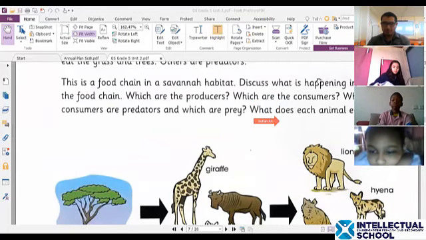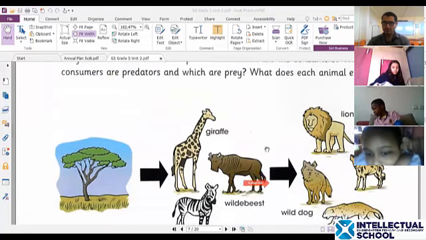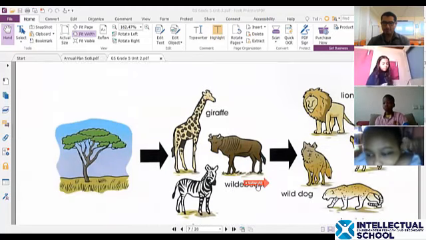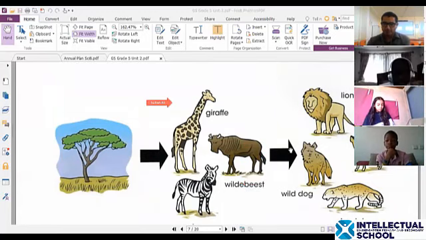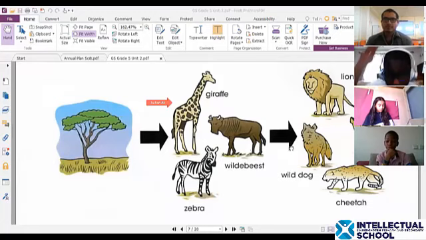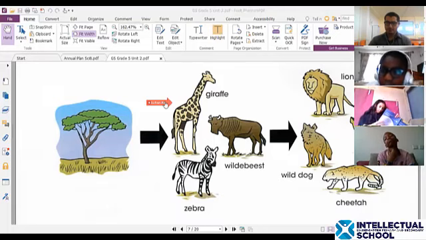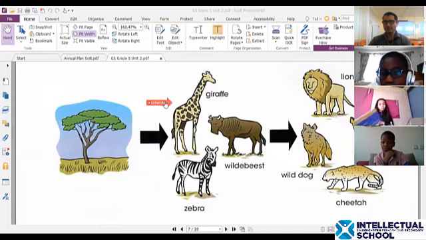Then the next question is, which consumers are predators and which are prey? Helen, can you tell which are predators and which are prey? Okay, the predators are lion, cheetah, hyena, and wild dog. Actually, the ones after the arrow, these are all predators, we can say. And the zebra, the giraffe, the wild beast, these are all prey.